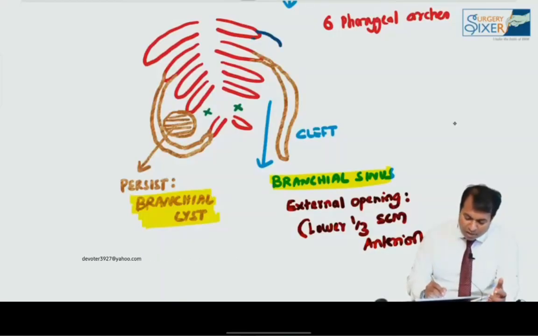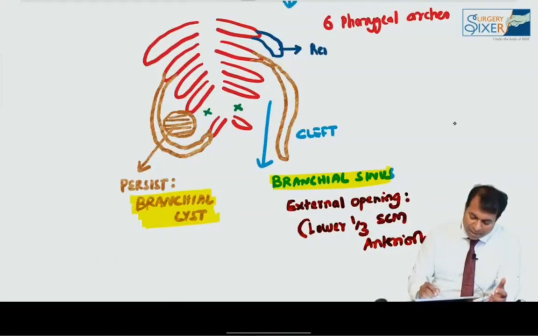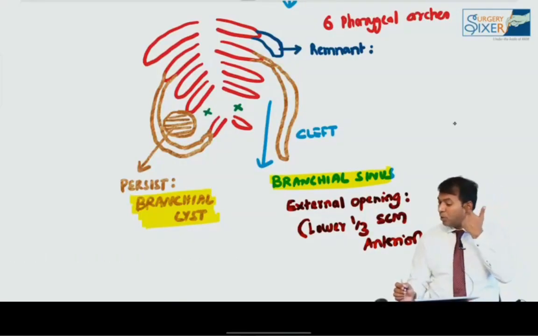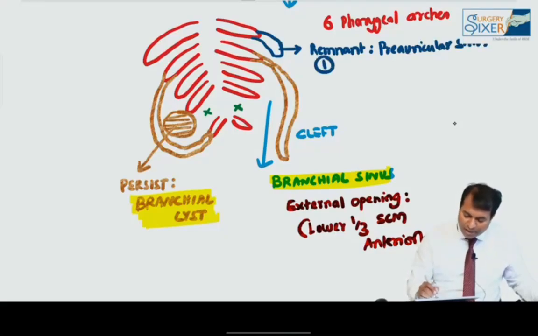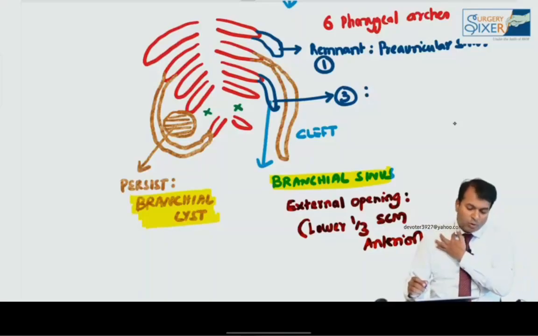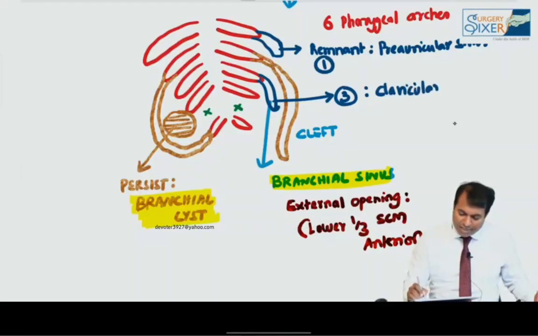Sometimes the first arch can also remain as a remnant. First arch remnant will have external opening in front of here. You have a preauricular sinus here. That is known as preauricular sinus. Preauricular sinus is first arch remnant. If the 3rd arch comes down and remains as a remnant, that presents as an opening above the clavicle, over the clavicle. In the clavicular region, we have a sinus.